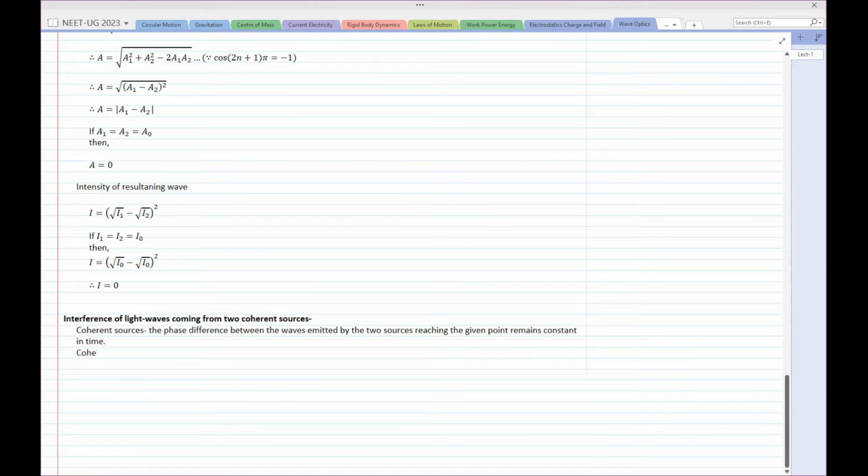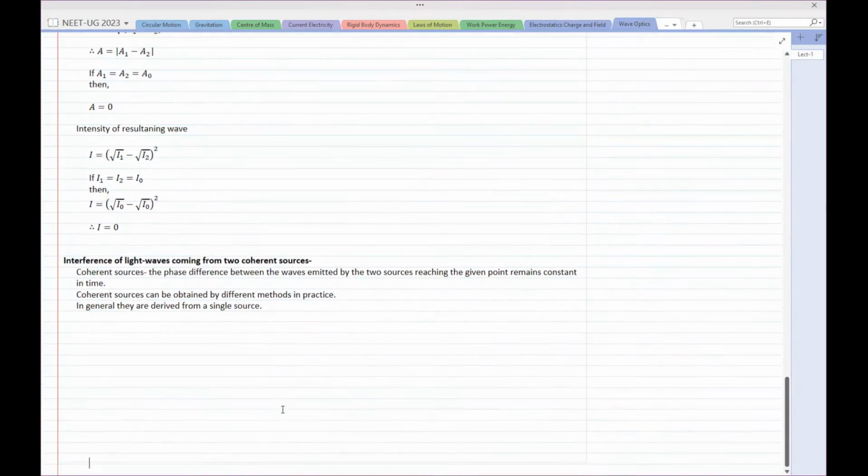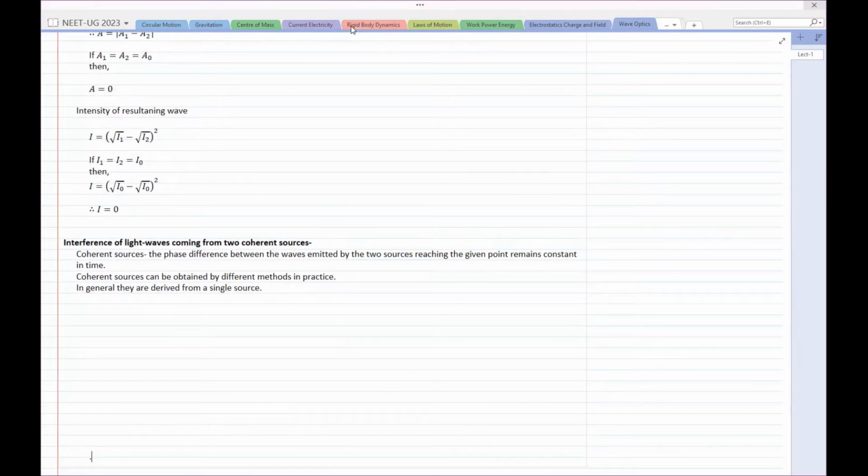Now, in general, coherent sources can be obtained by different methods in practice. In general, they are derived from a single source. So how do we do this experiment? Now, I'll show you what we do.